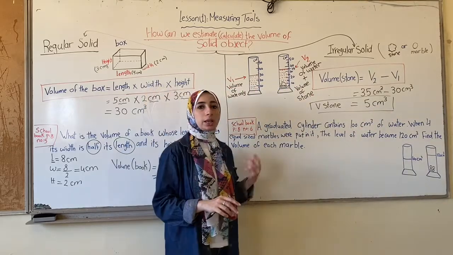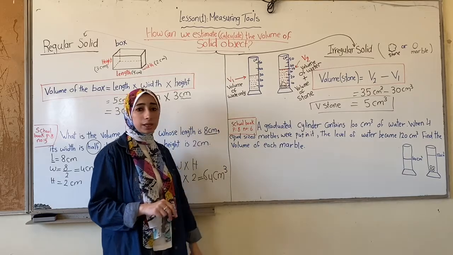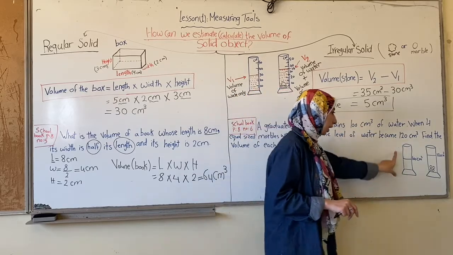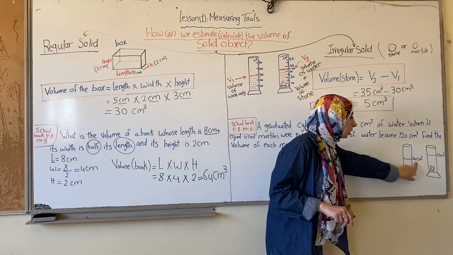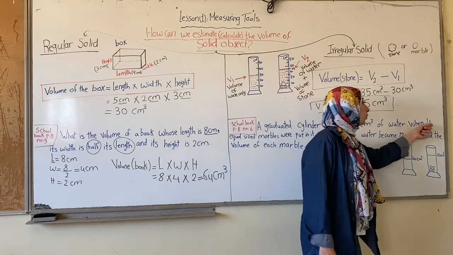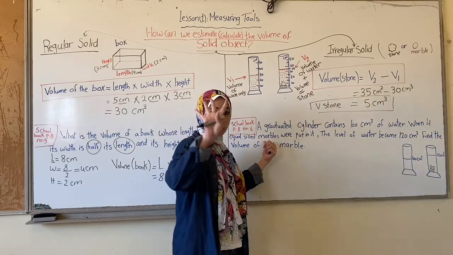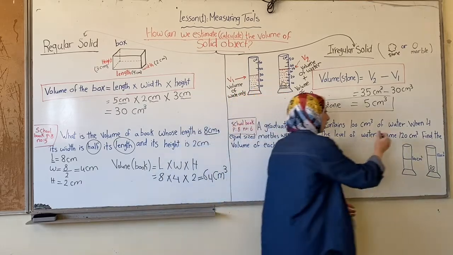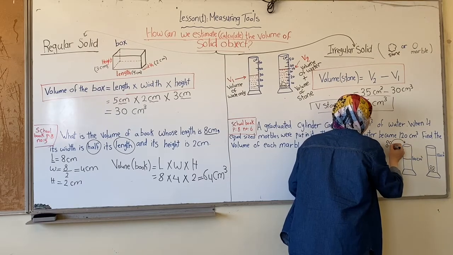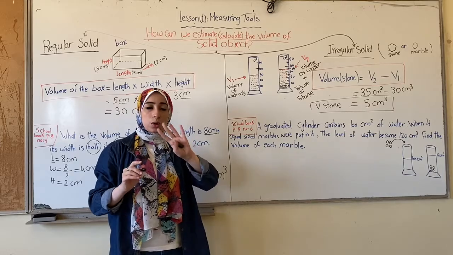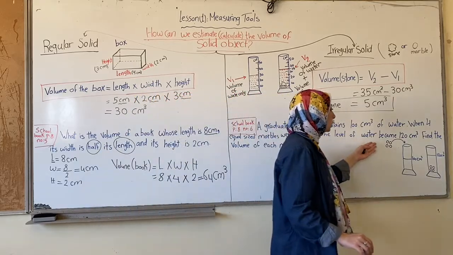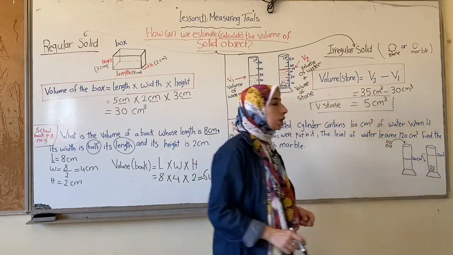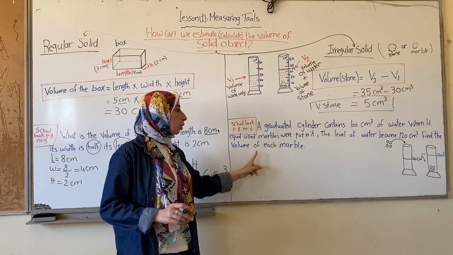Okay? Let's solve a problem in your school book, page 8, number 6. A graduated cylinder contains 100 cubic centimeters of water. When 4 equal-sized marbles were put in it, I will put 4 equal-sized marbles inside this cylinder. The level of water became 120 cubic centimeters. Find the volume of each marble.